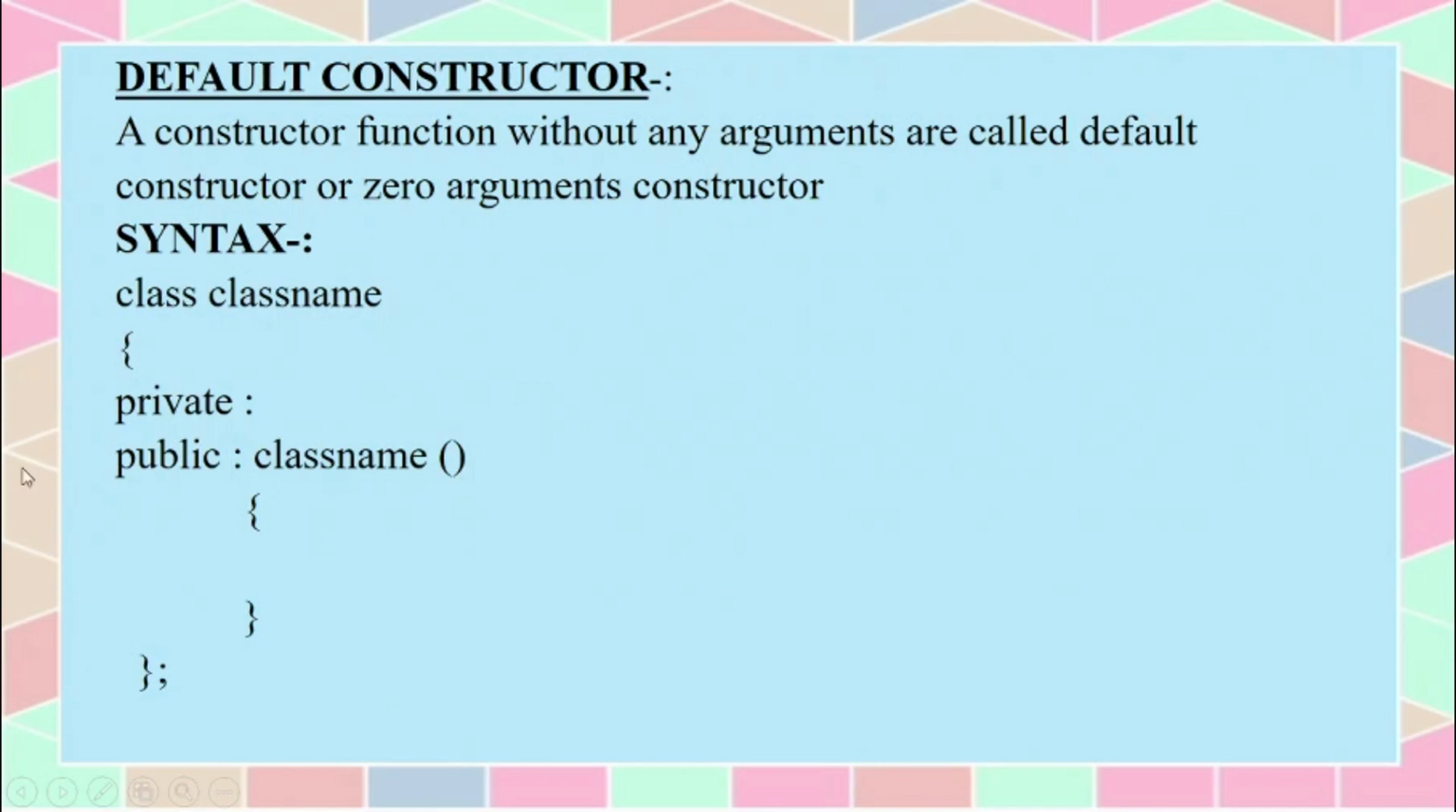So in this syntax you can see class, class name, open floor bracket, private, and in the public section we are declaring the default constructor that is same as class name. And here in this bracket, we cannot pass any arguments. That is why this constructor is known as default constructor, without any arguments or zero arguments constructor. Okay, and here open floor bracket, close floor bracket. Inside here we can initialize the variable or initialize the objects, then close the class with semicolon. So this is the syntax for default constructor.